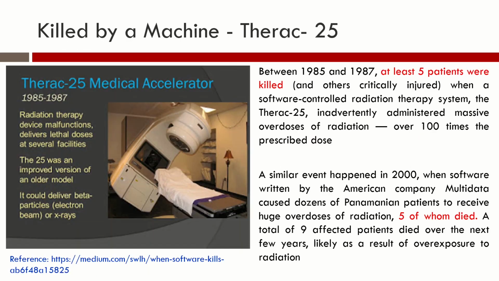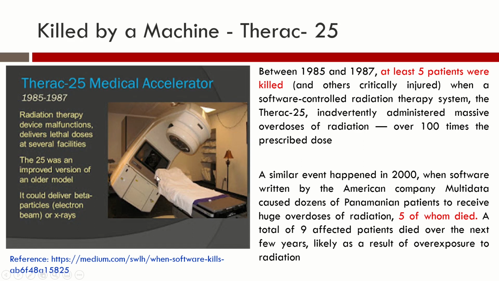Now another case, the third case. See here, between 1985 and 1987, Therac 25, a software controlled radiation therapy machine, administered overdoses of radiation, and at least 5 patients were killed between these years, 1985 and 1987. And a similar event happened in 2000 also, when software written by an American company caused overdoses of radiation, and five persons were killed and 9 were seriously affected due to overexposure to radiation.